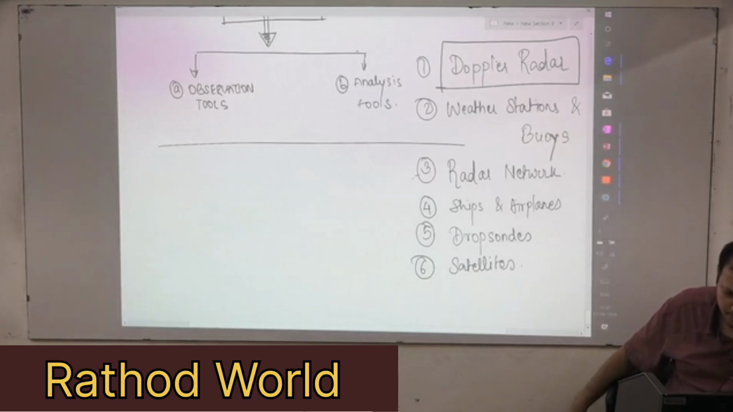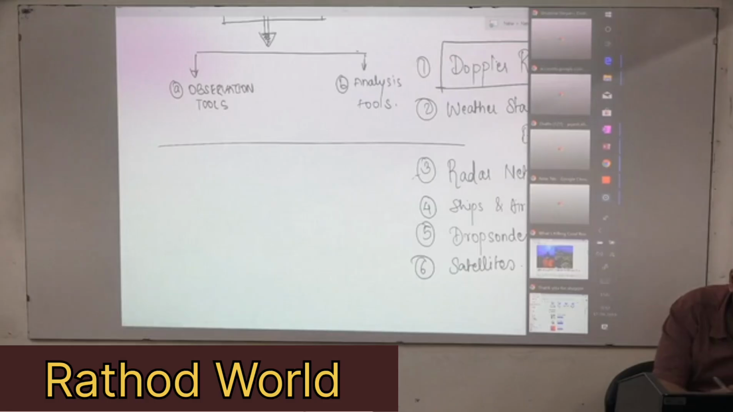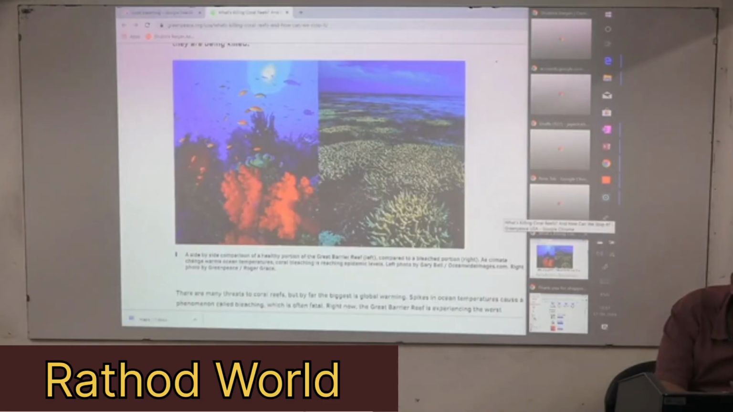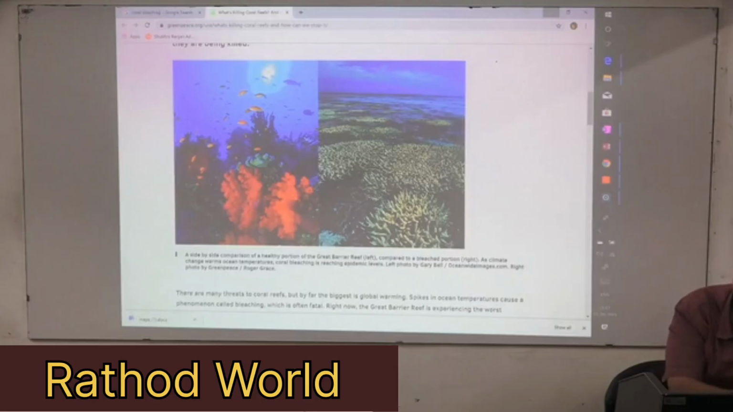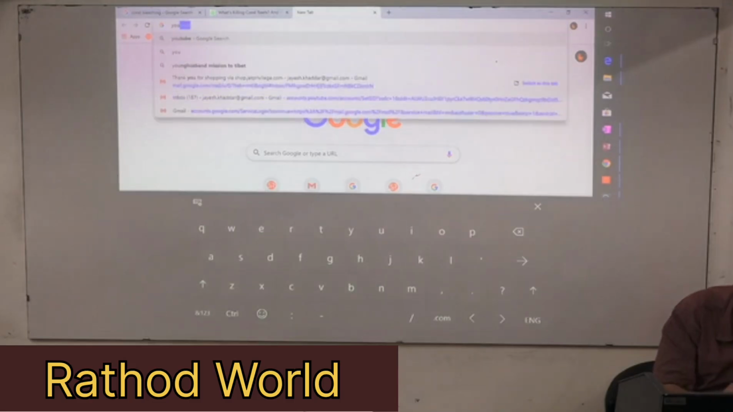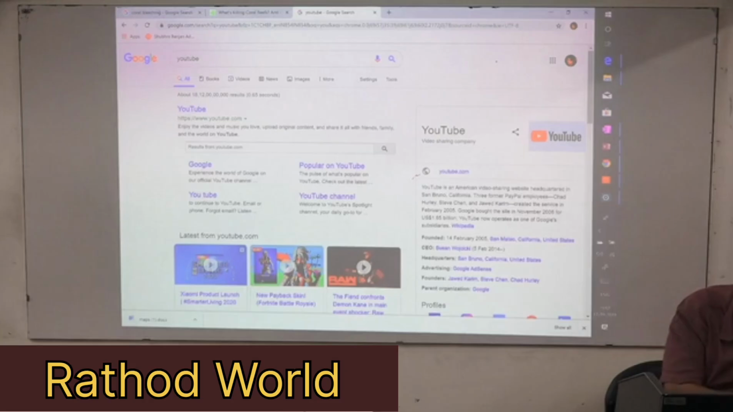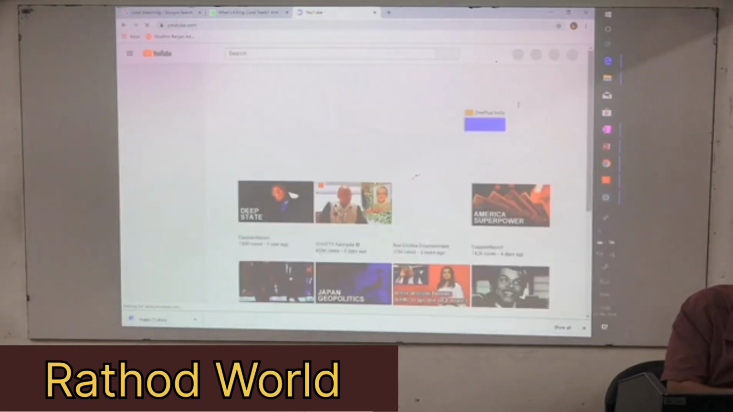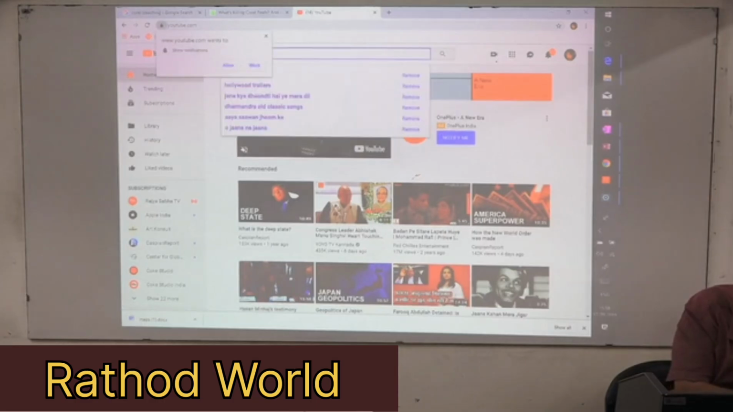Doppler radar is used to determine wind direction, speed, thunderstorms, as well as intensity and the strength of the rainfall.